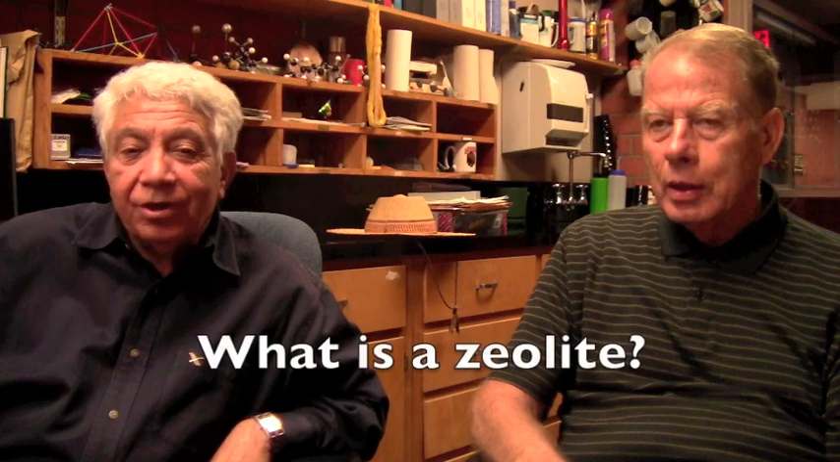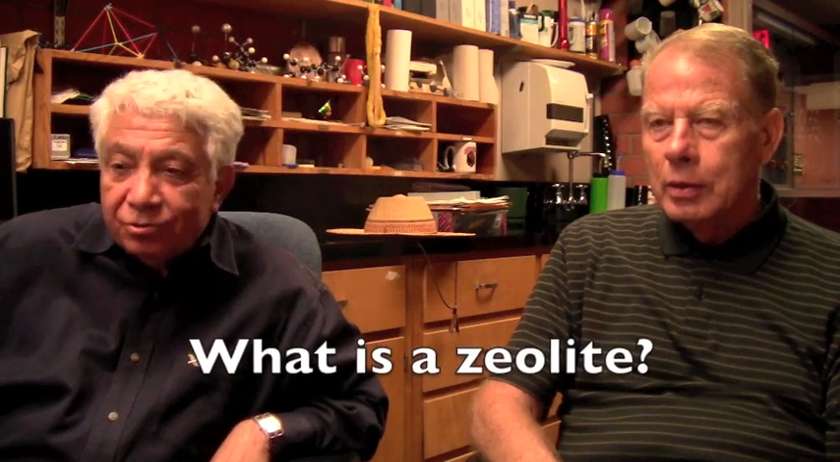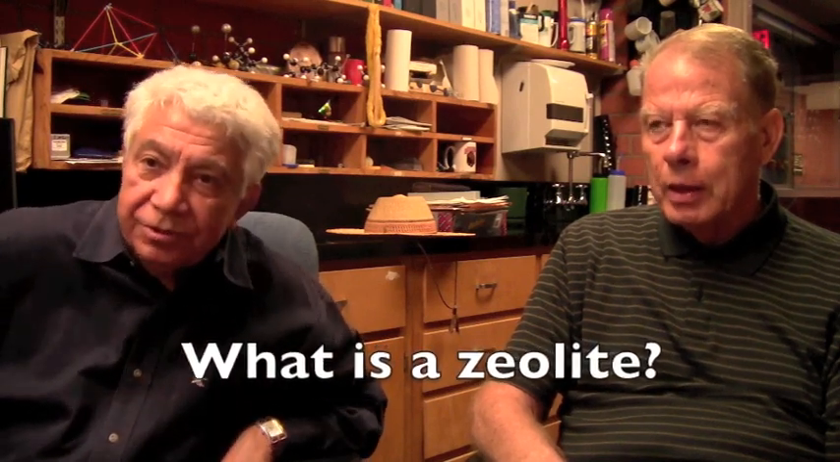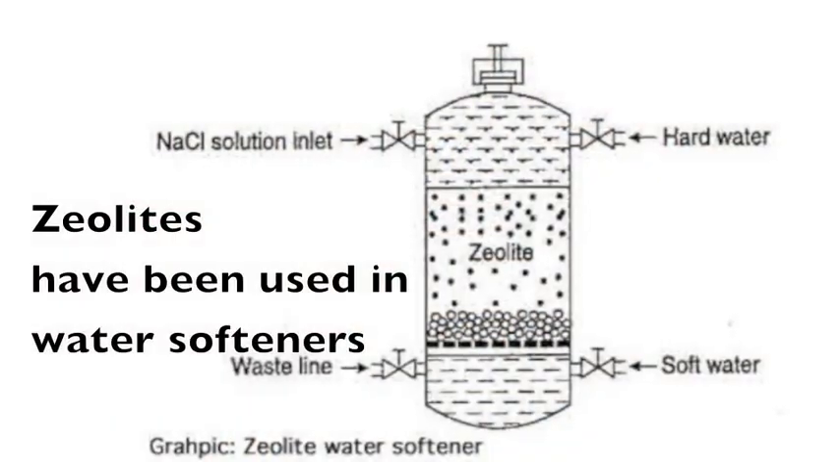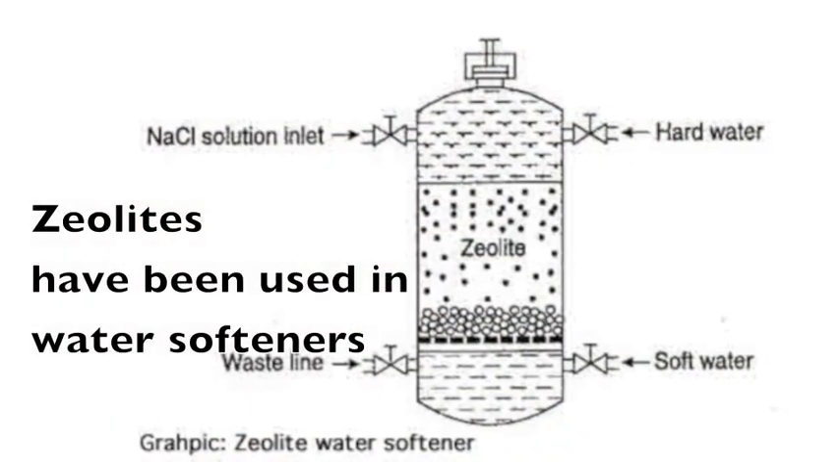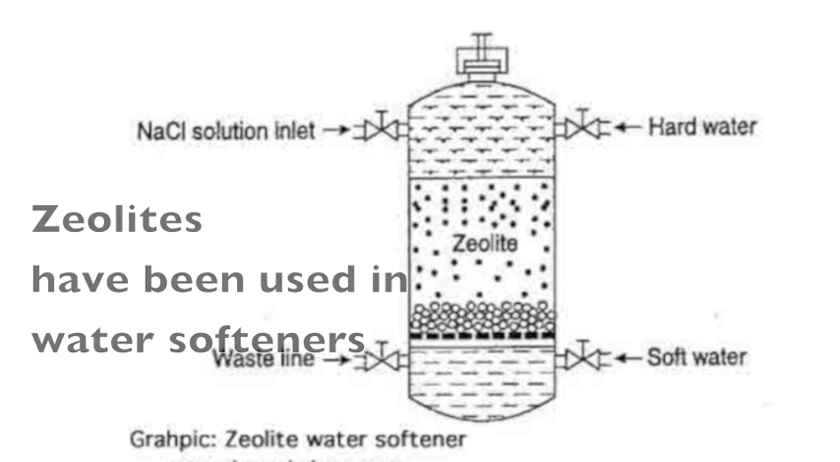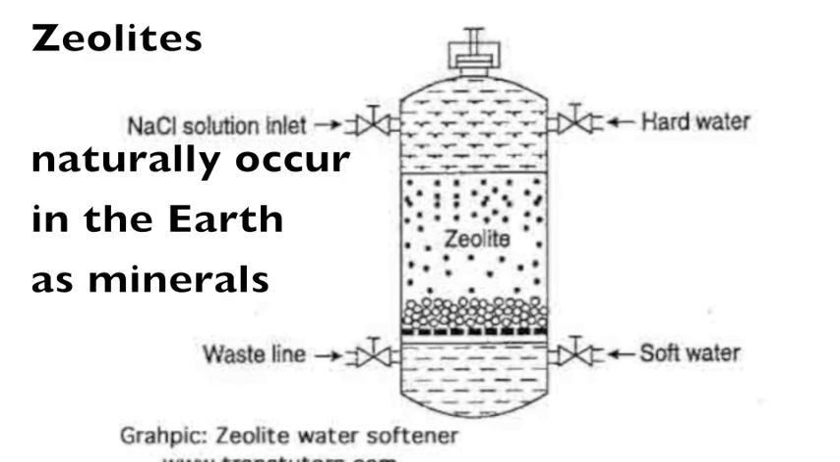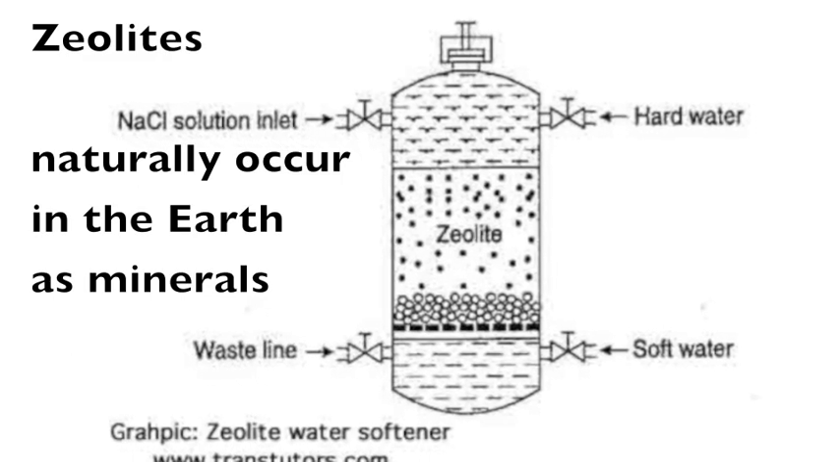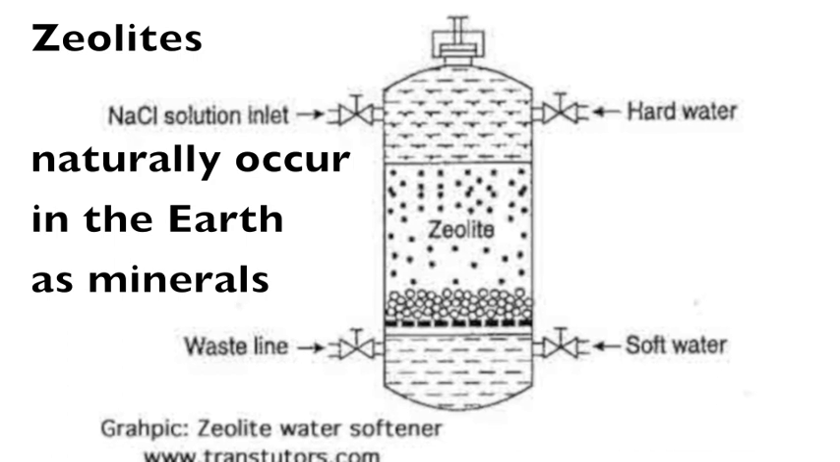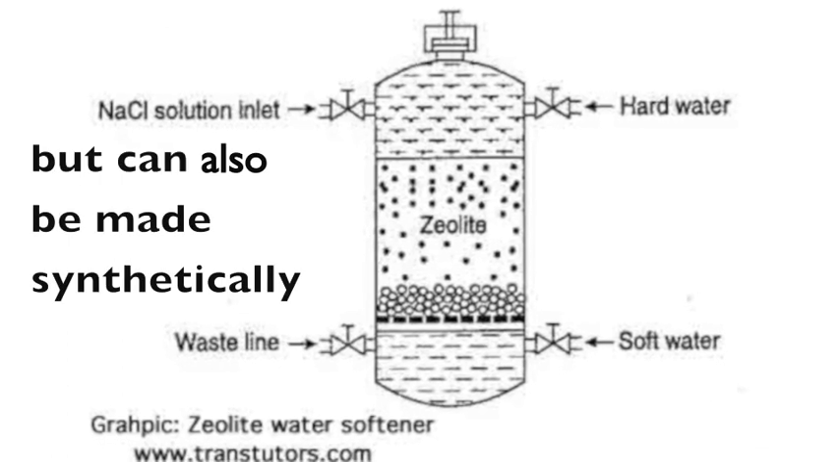Can you describe what a zeolite is? Okay, zeolite for 100 years was used for softening water. It means if the water is hard, they were using this. Now there are natural and synthetic ones. Generally, the natural one or the synthetic one has been used for many, many years for softening water.